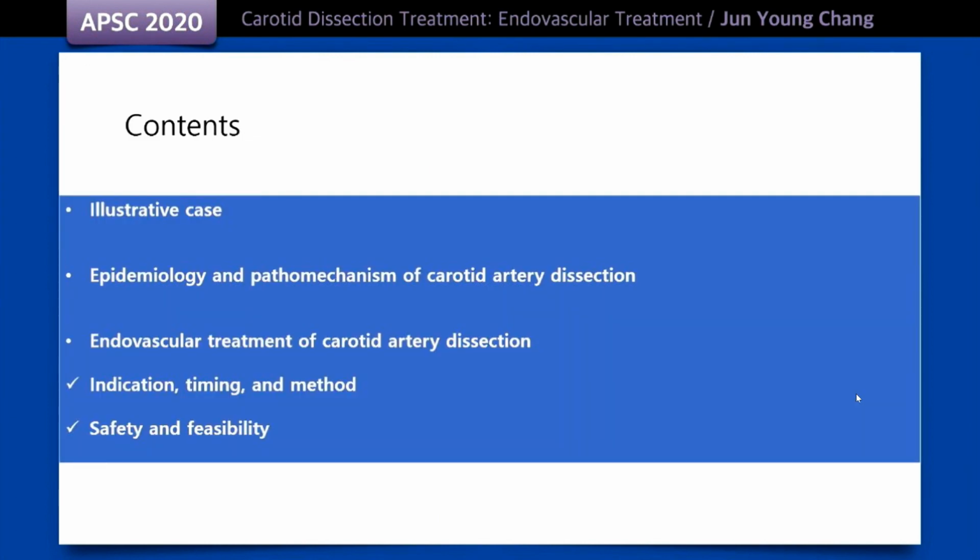In this 10-minute talk, I will start with an illustrative case of carotid dissection and then briefly review the epidemiology and pathomechanism of carotid artery dissection. I will go into some detail on the indication, timing, and method of endovascular therapy. And finally, I will discuss the safety of this therapy in carotid artery dissection.